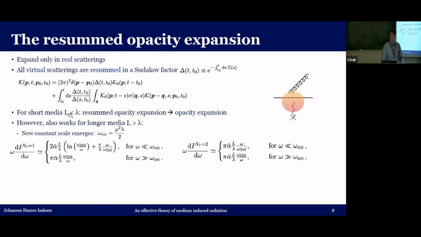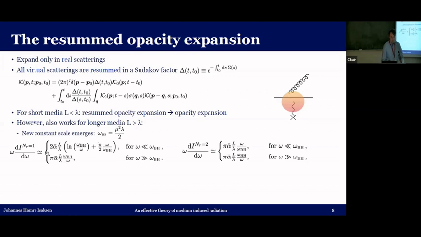For short media, it's kind of interesting. The opacity expansion just becomes the normal opacity expansion. However, it's very interesting that this actually works for longer media, when L is bigger than the mean free path. And here you get a new constant that we call omega beta Heitler, because at very low energies you're in the beta Heitler regime.